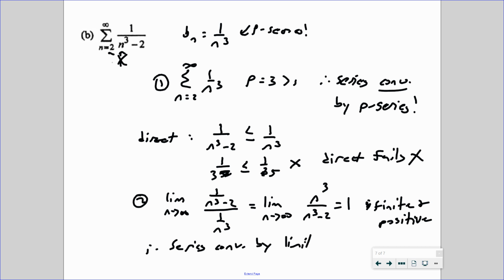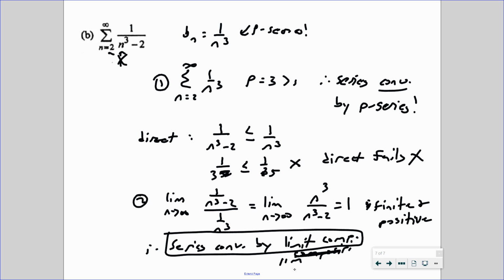limit comparison. Whoops. Comparison. There we go. We'll abbreviate that. Sorry about that. My spelling's a little off today. Well, why I majored in mathematics.